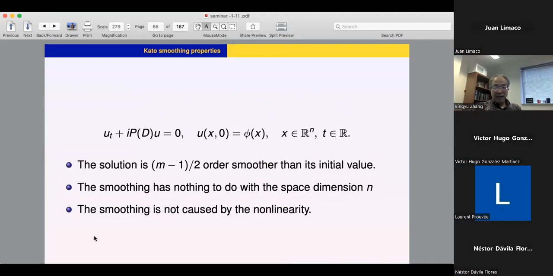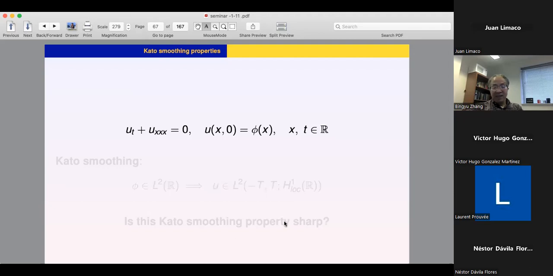Third, the smoothing is not caused by the nonlinearity. Not just in the KdV case, basically it's caused by the dispersion; U sub x does not play any role there. All right, let's go back to the KdV equation.